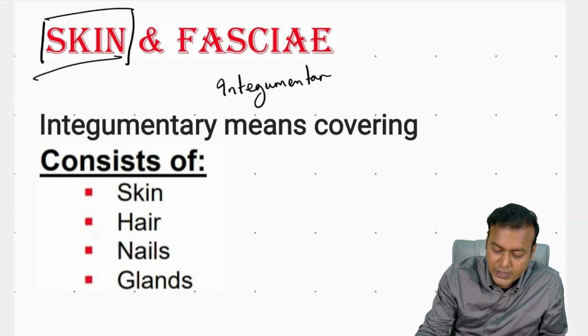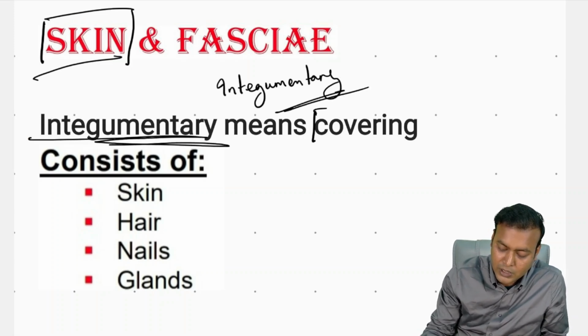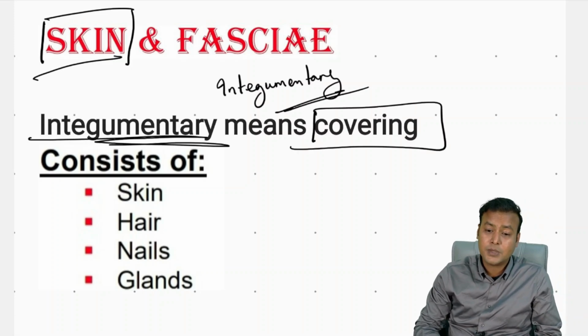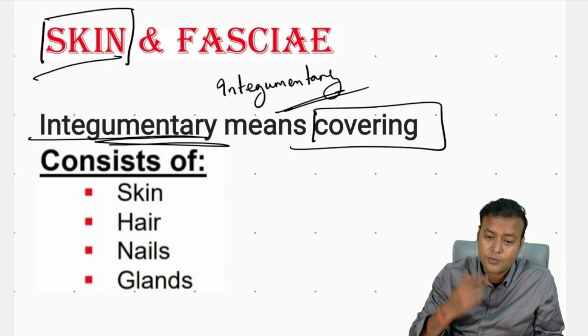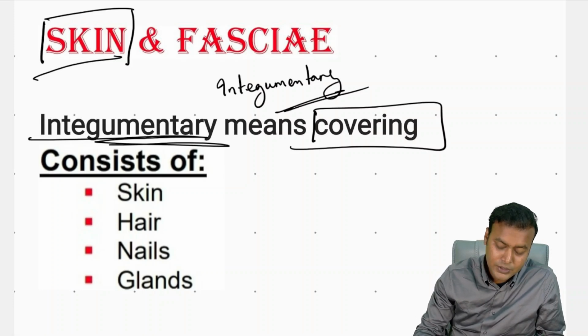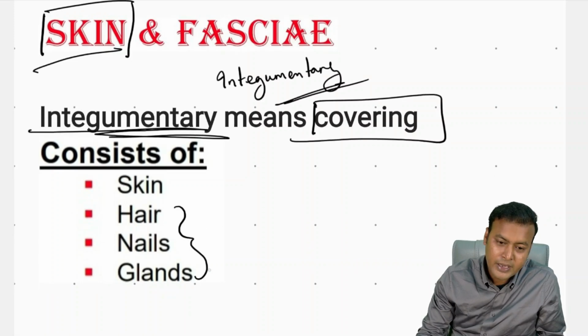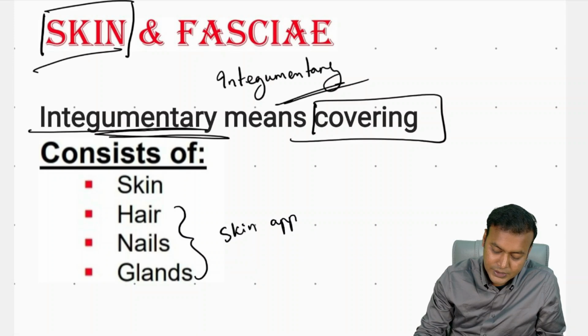Why integumentary system? Because integumentary means to cover, and the skin basically covers the entire body except for the openings. Hence it is also known as the integumentary system. Now some modifications of the skin are also present, such as the hair, nails and the glands. These are known as the skin appendages.